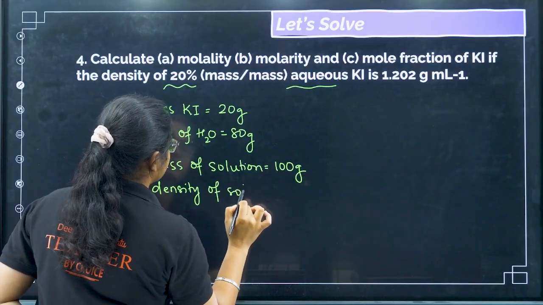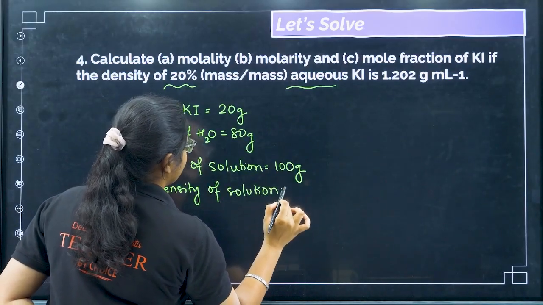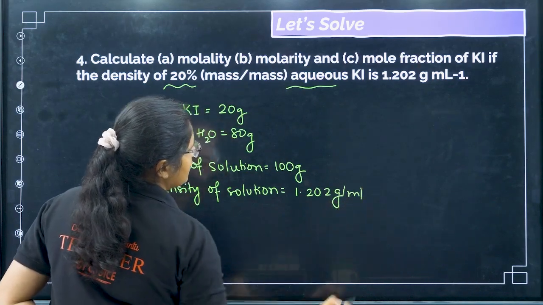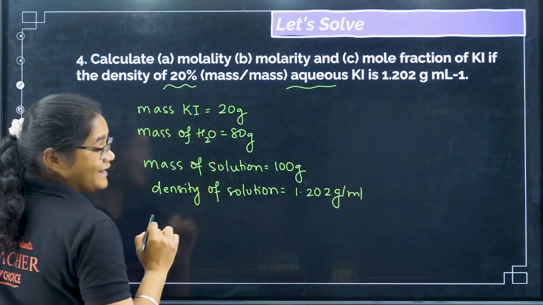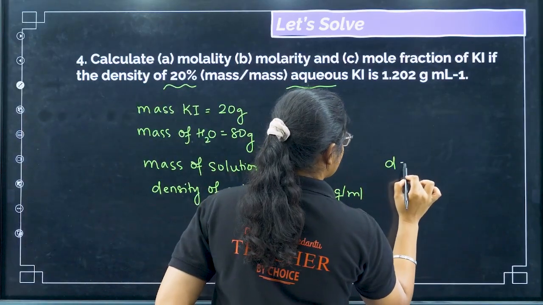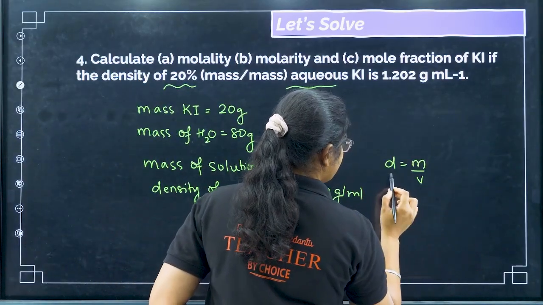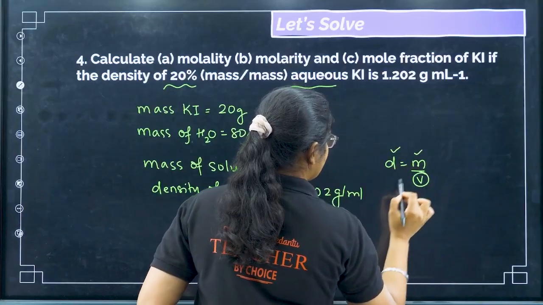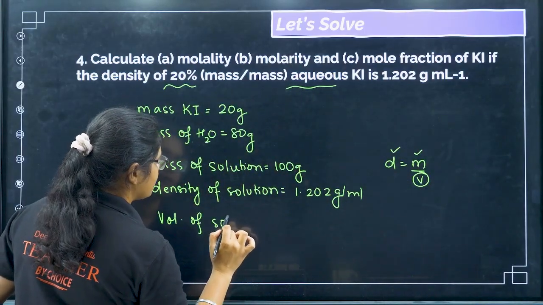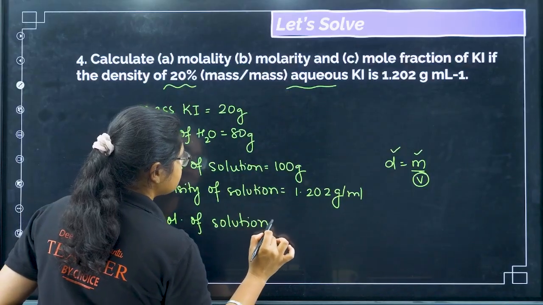Density of the solution is 1.202 grams per ml. Now if I know mass and density, what is the formula we have? Density is equal to mass by volume. So if I know density and mass, can I calculate the volume of the solution? Yes. Why do I need the volume of the solution? To calculate molarity.